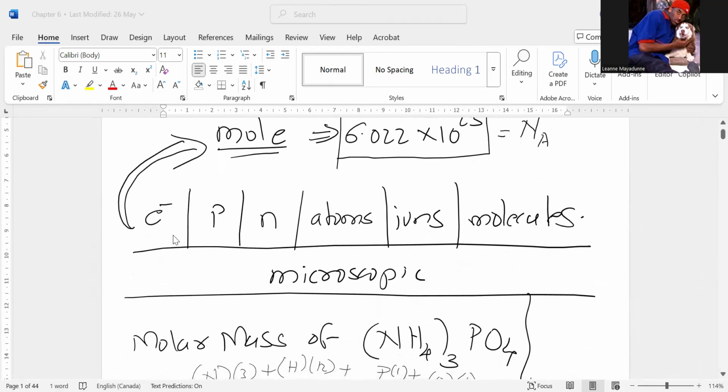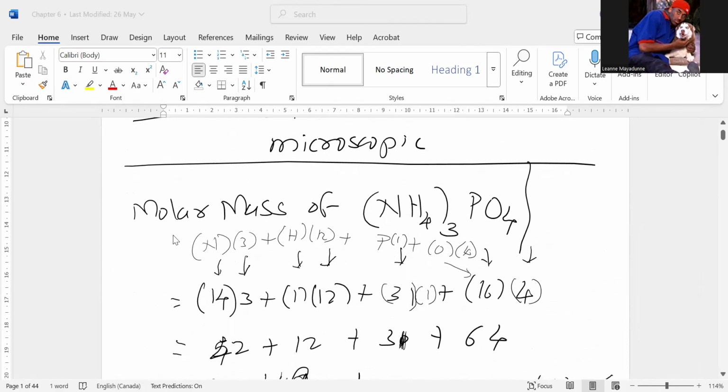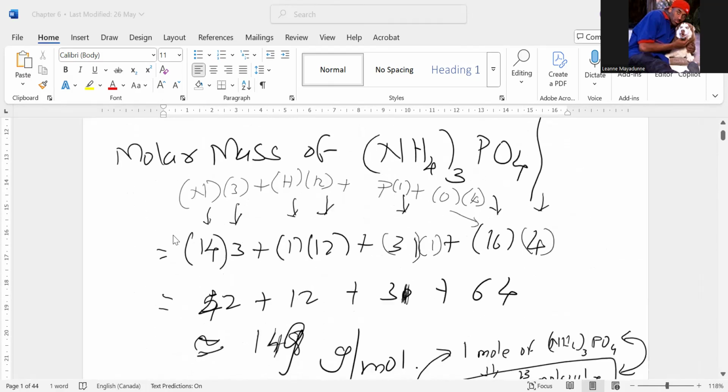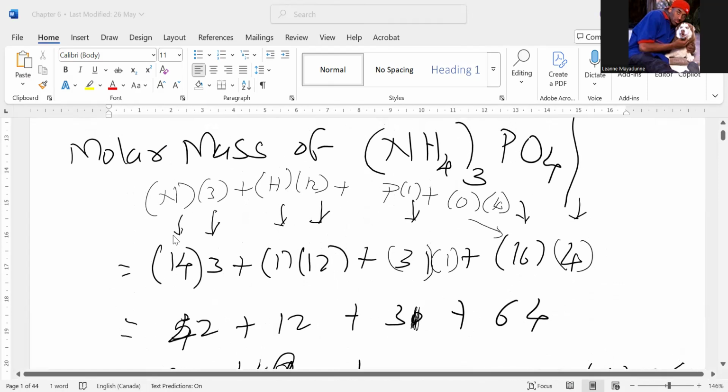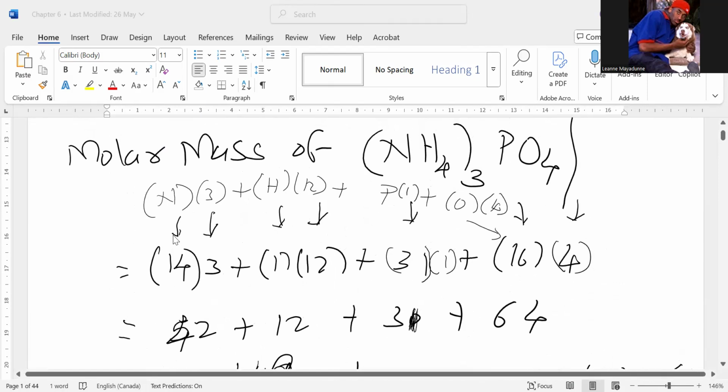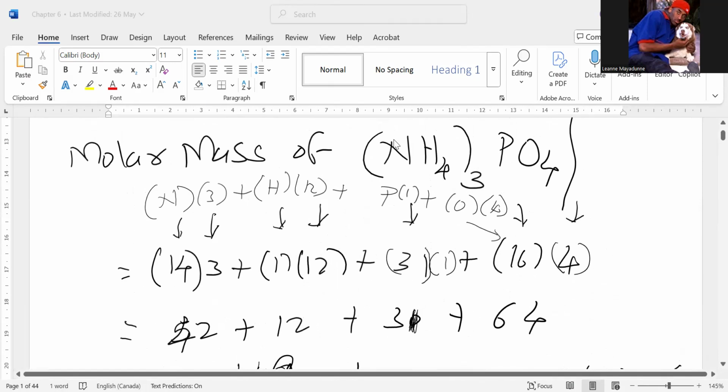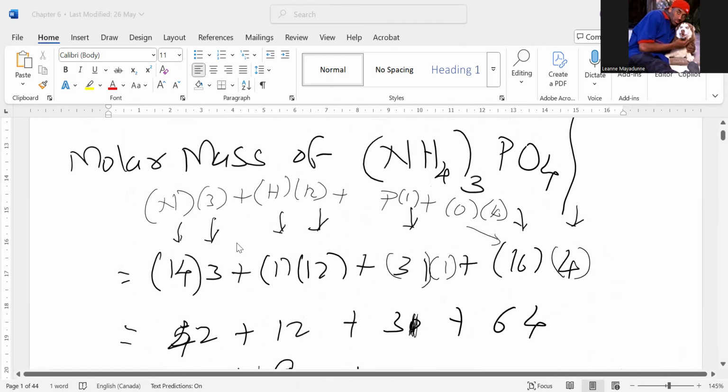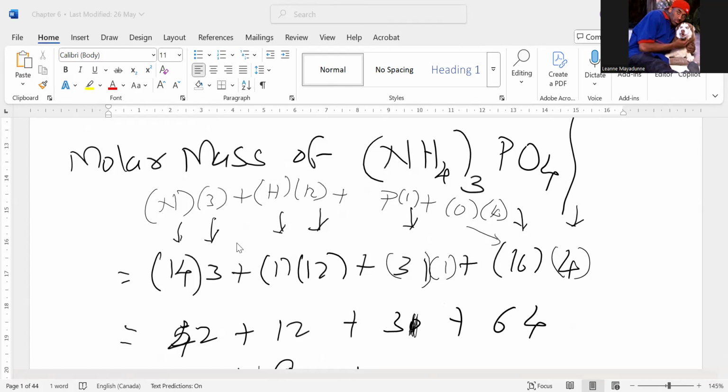Easy so far? Now, to understand the use of this concept, we need to understand how to calculate molar mass. First I'll talk about how to calculate molar mass, and then we'll understand how it relates to the mole. To calculate molar mass, you should know the molecular formula of the compound.